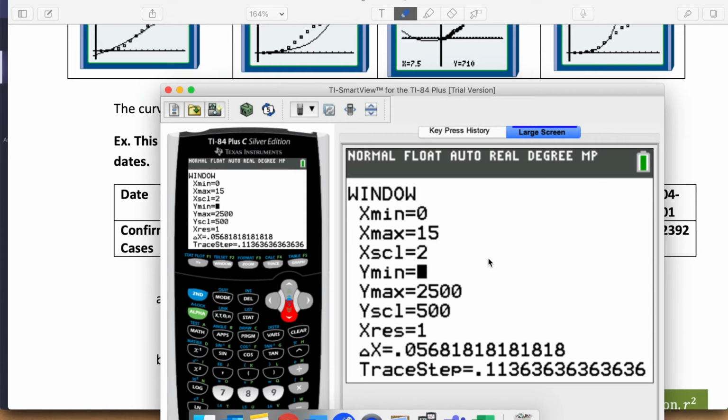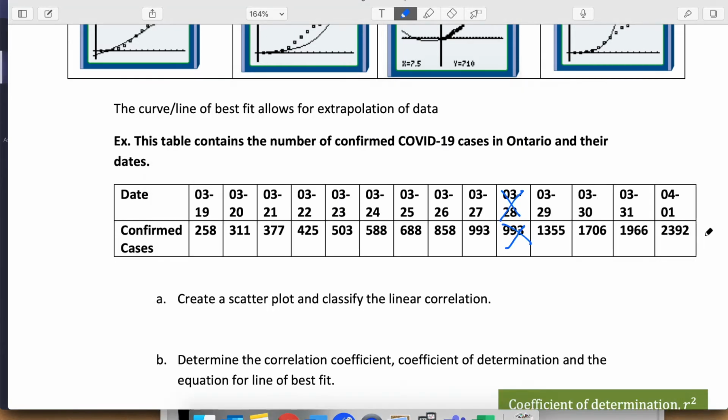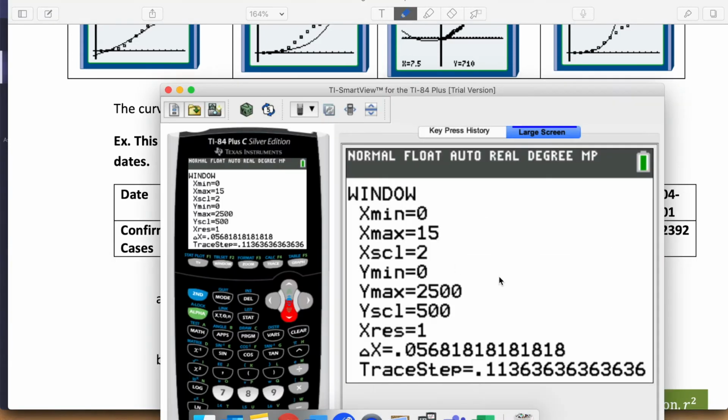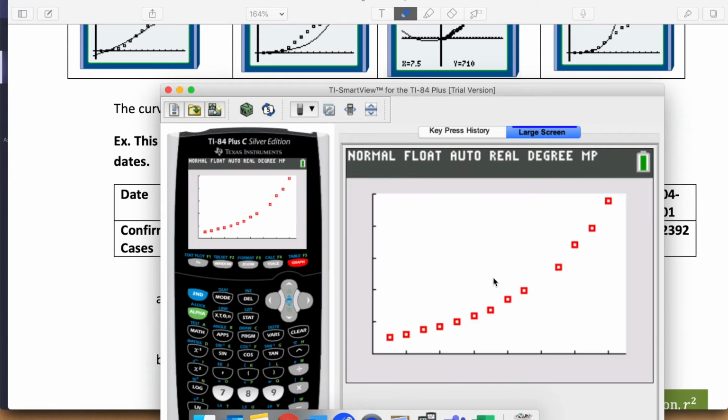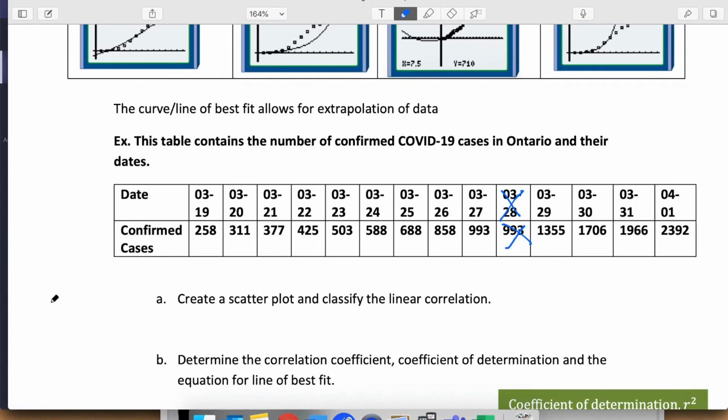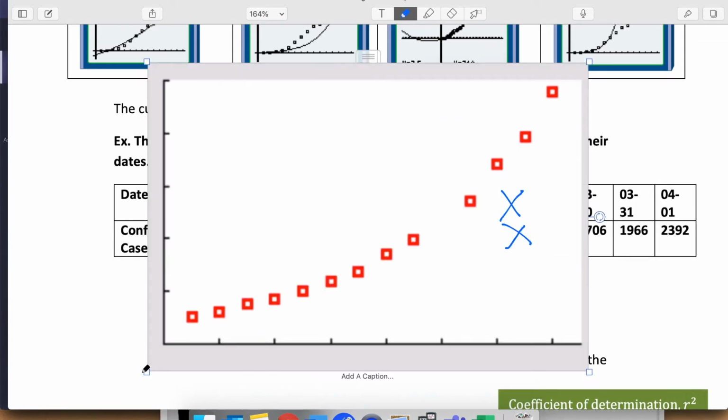My minimum, I'm going to go from 0, and we're up to about, at this time, 2392 cases. So I'm going to go up to about 2500. And my ticks will happen every 500. So then once you've got that, you can just press graph, and we get this. So I'm going to copy this into my note. So we get this kind of correlation.